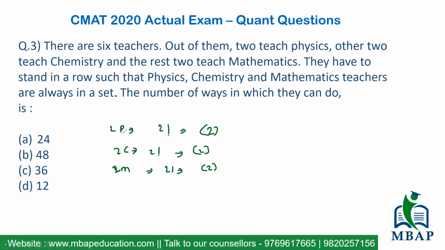Now these 3 sets, which 3 sets? Chemistry, physics, and math. These 3 sets can be arranged among themselves in how many ways is the question. They can be arranged in 3 factorial ways. So my final answer will be 3 factorial into 2 into 2 into 2, which is 6 into 8, which becomes 48. So very easily you will mark option B as the final answer. This was not a difficult question at all for you guys.